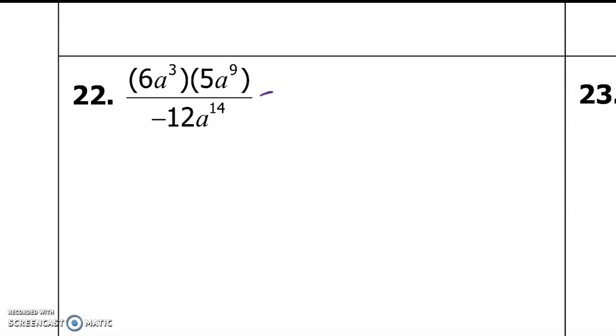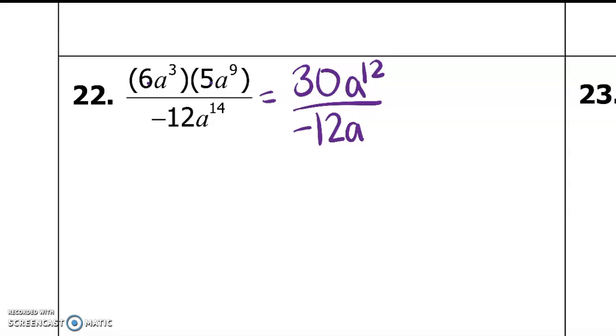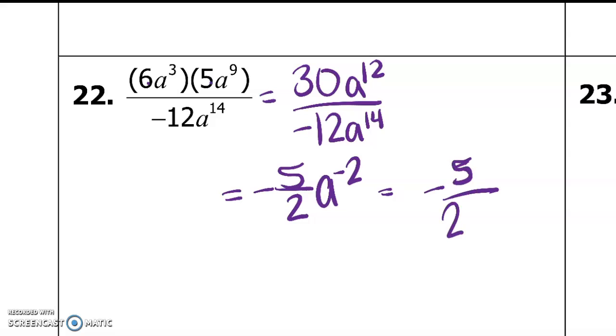Number 21, we start by multiplying the top together. 6 times 5 is 30, a to the 12th. So we multiply our coefficients and we add our exponents over negative 12a to the 14th. So 30 over negative 12 simplifies to negative 5 over 2. And then we would have a to the negative 2 when we subtract. So our final answer, we're going to have negative 5 on the top and then 2a squared on the bottom.